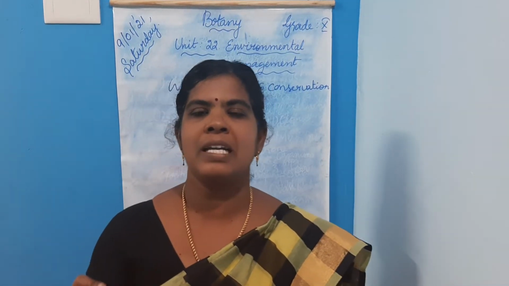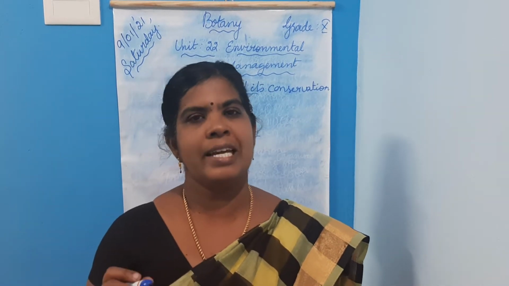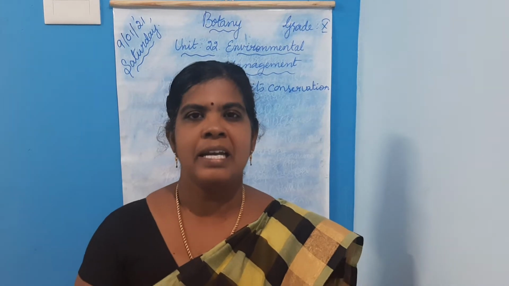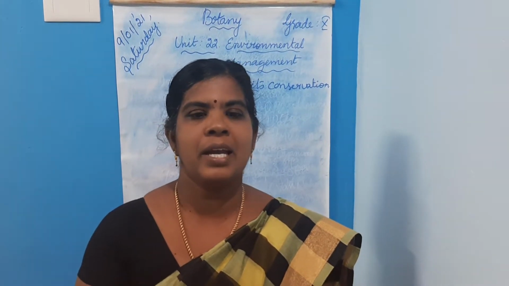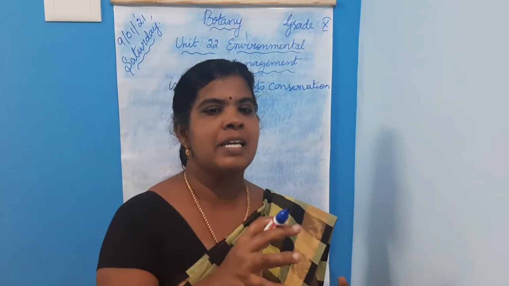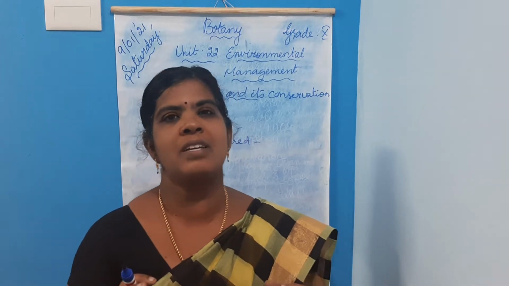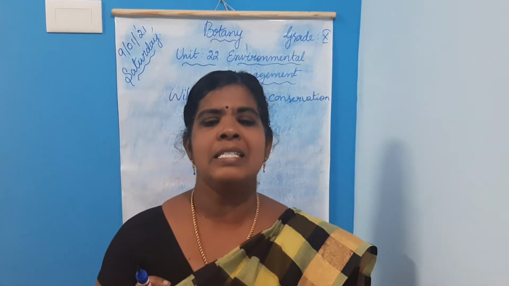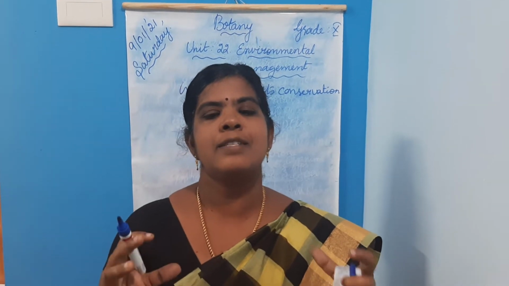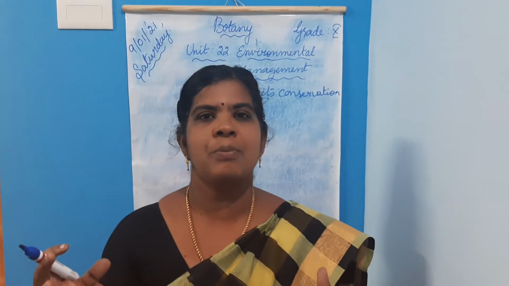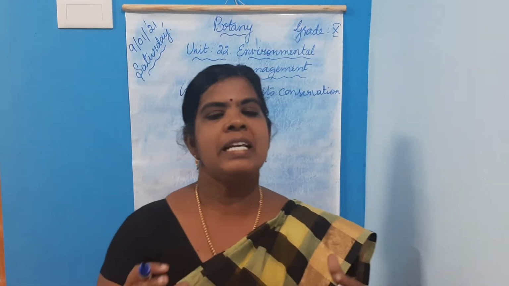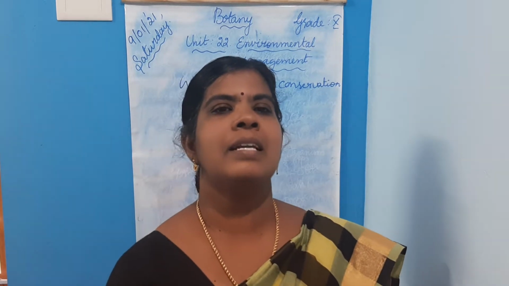The main aim of wildlife conservation is to control and limit exploitation of species. Second thing is to preserve the plants and animals from extinction. We should not allow the animals to become extinct. Then protect the species which are on the verge of extinction. Then preserve the endangered species, the species which are going to become extinct. Then to study the ecological relationship of plants and animals in the natural habitat.